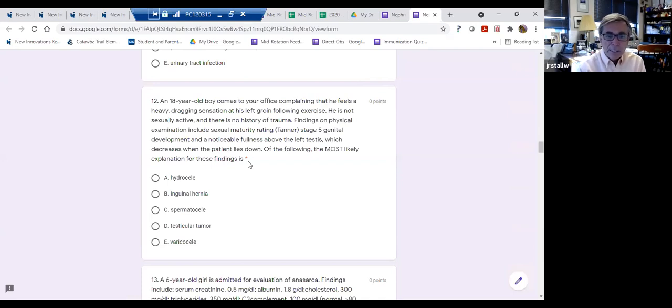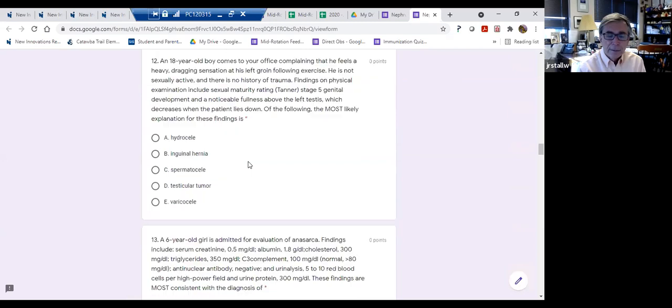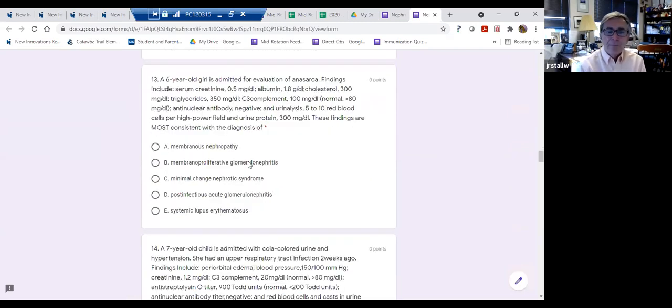The cholesterol is elevated. Whitney, move me up to 13. Okay. So she's got, ANA is negative, but her urinalysis has maybe some mild hematuria there. Urine protein's 300. Which is this diagnosis?